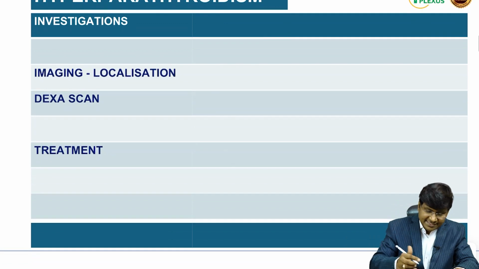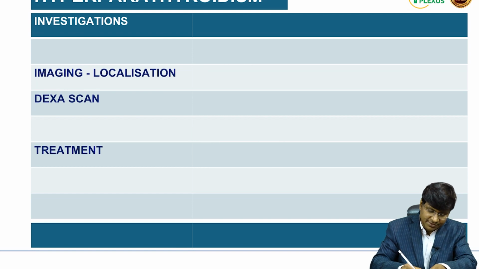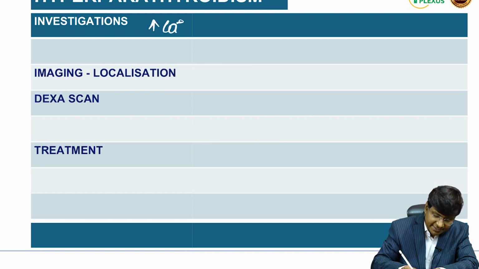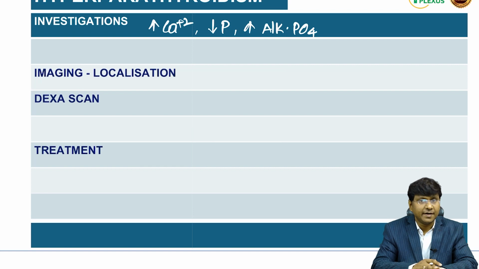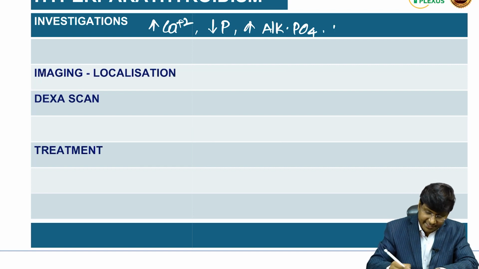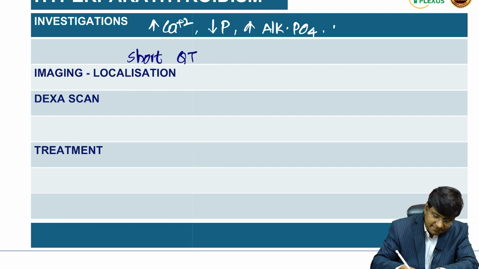Then coming to the investigations, what is important first and foremost is the calcium level. These patients will have hypercalcemia, then a decrease in phosphorus levels, and an increase in alkaline phosphatase levels, right? And DEXA scan is useful for assessment of the bone mineral density. And one more point is, because of this hypercalcemia, you will notice a short QT interval, right?